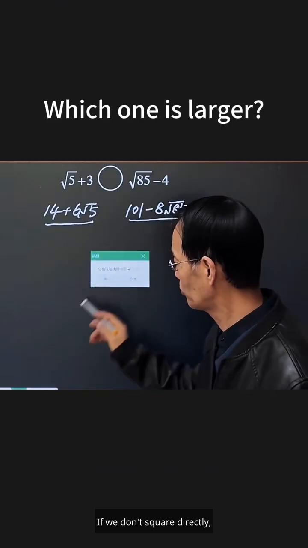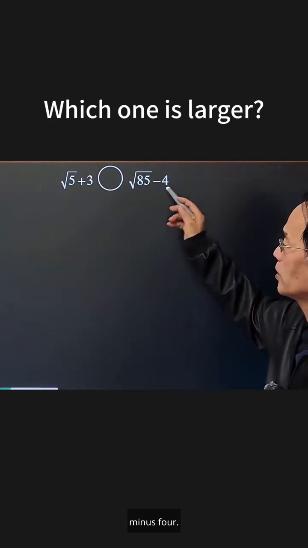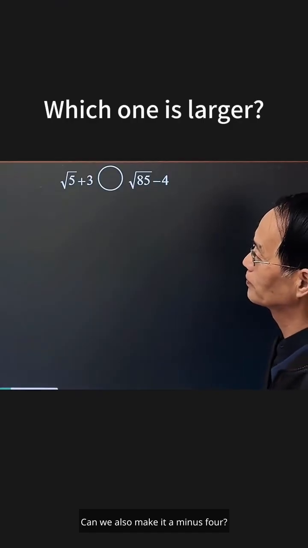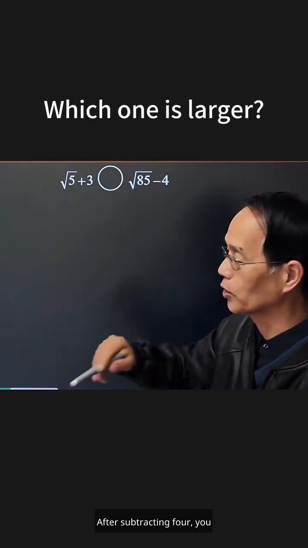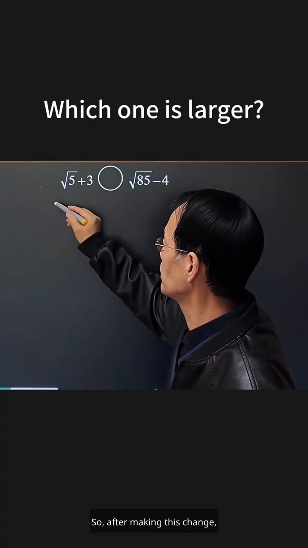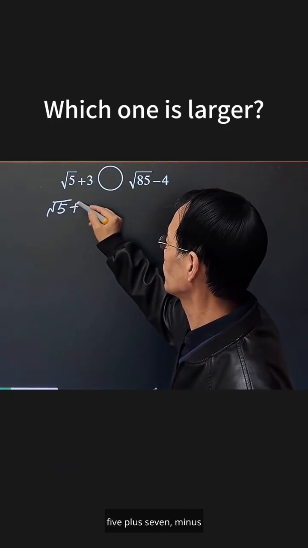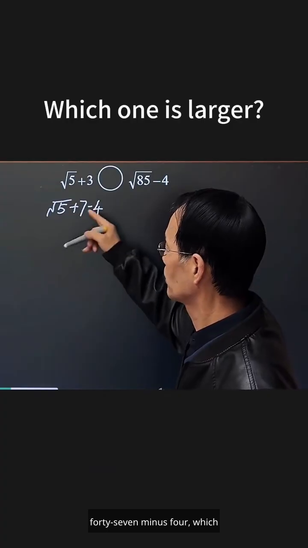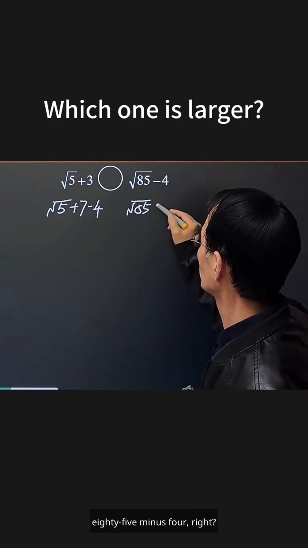If we don't square directly, then what should we do? Let's take a look. Here we have minus 4. Can we also make it a minus 4? You have to learn to construct your thinking. After subtracting 4, you need to add 4: 3 plus 4 equals 7. So after making this change, it becomes the square root of 5 plus 7 minus 4, which is still 3, and the square root of 85 minus 4, right?